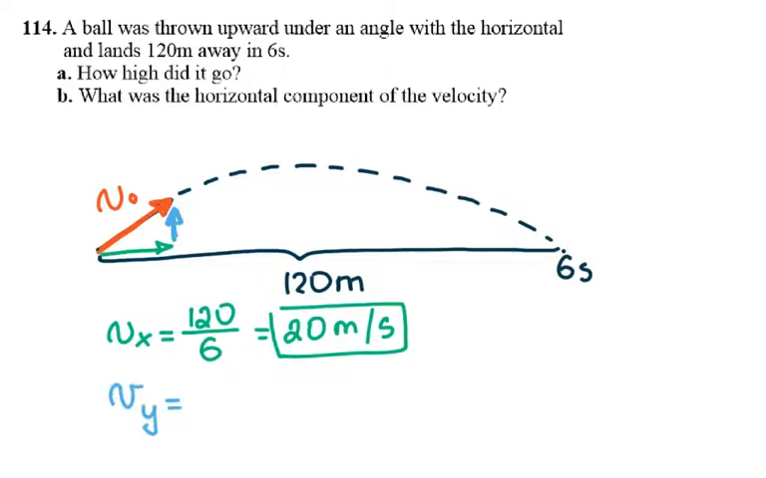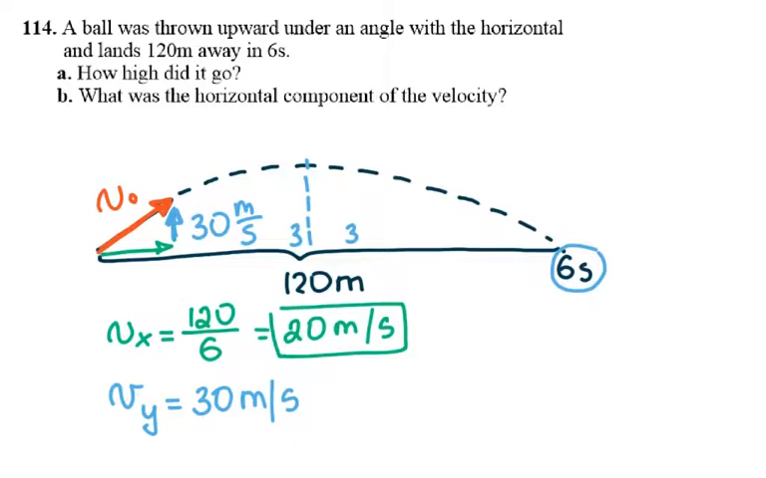I'm gonna make some calculations here. If it lands in 6 seconds, that means it took 3 seconds to get to the top, and then 3 seconds to fall down. If it takes 3 seconds to get to the top, the initial velocity must be 30 meters per second, because it loses 10 meters per second each second. If you go back to our previous lessons where we did word problems, I explained how to calculate this. So from here, I can see that the initial vertical velocity is 30 meters per second.